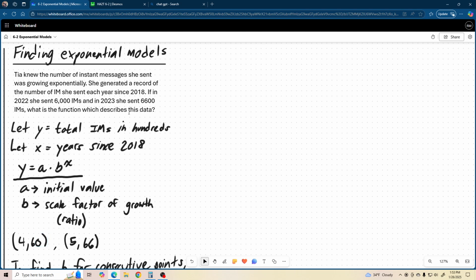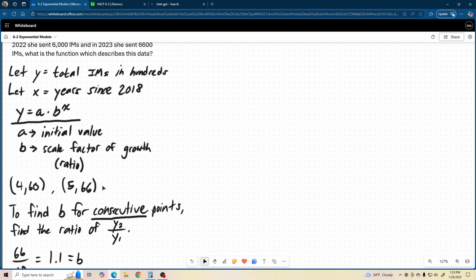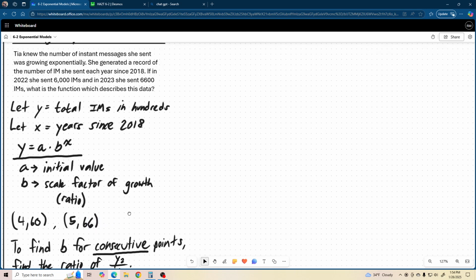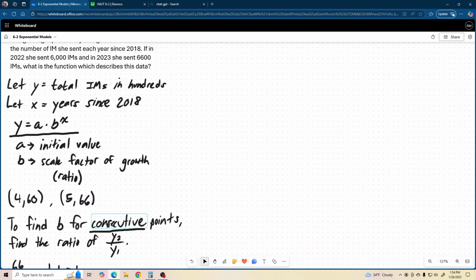And then over here, in 2023, she sent 6,600. So this is going to be 5 years, which is the year after, and then 66. Now, the important takeaway from all of this is that you'll notice this is a point of (4, 60) and then (5, 66). These are consecutive points. The only way you can do this without learning how to do logarithms is to do this with consecutive points.